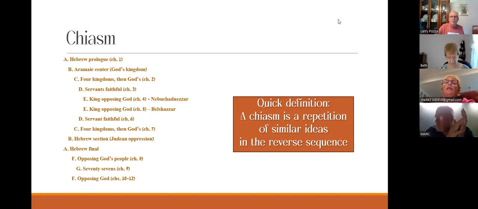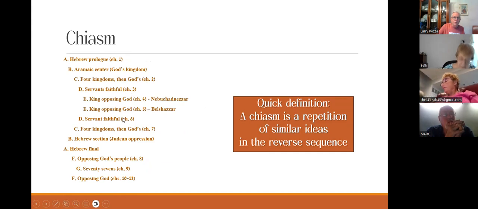And it is here that you see the parallels. Chapter 1 is in parallel with actually the last chapters of the book. But when you get to the middle of it here in chapter 2, it is in parallel to chapter 7, chapter 3 in parallel to 6, and 4 in parallel to 5. So you have 4 kingdoms, and then God's kingdom is established in chapter 2. It's the same thing in chapter 7.